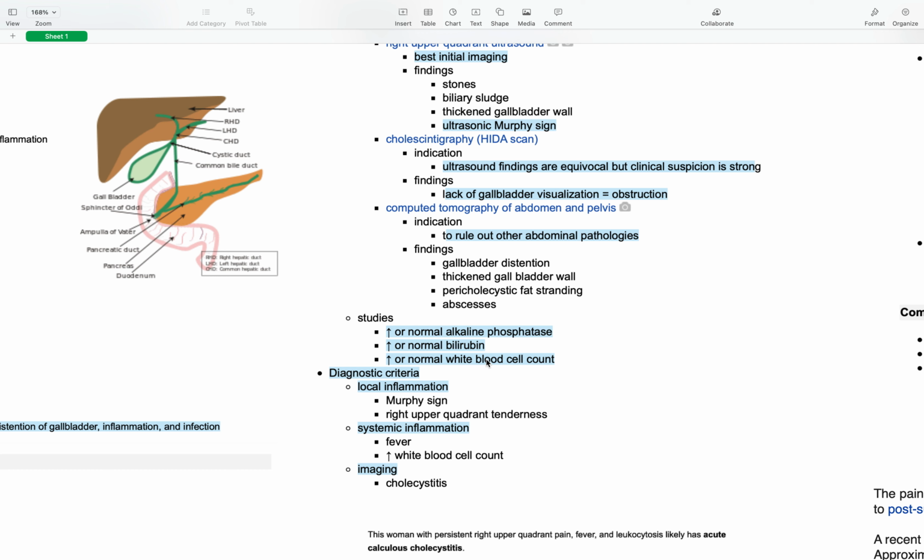Your CRP might be high because of some sort of inflammation going on. All right, so those are some indications. So what is the diagnostic criteria for cholecystitis? This is all you want to know.